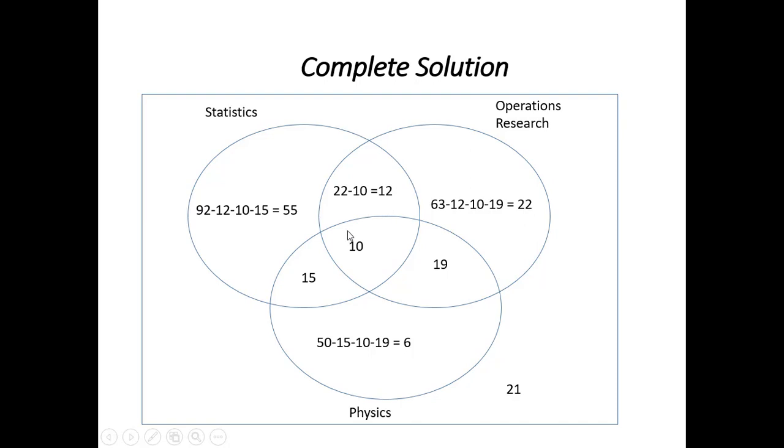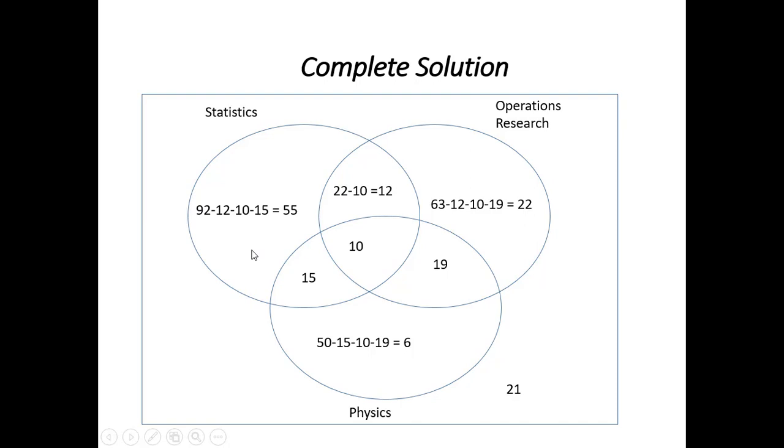Now, you may recall that in the first part of the problem, we were given that there's 92 students enrolled in statistics, but that 92 includes all of the students in this entire set. So we've already accounted for 12 here, 10 in the overlap of all three, and 15. So I subtract these values from 92, and this tells me that there's 55 students that are taking just statistics.